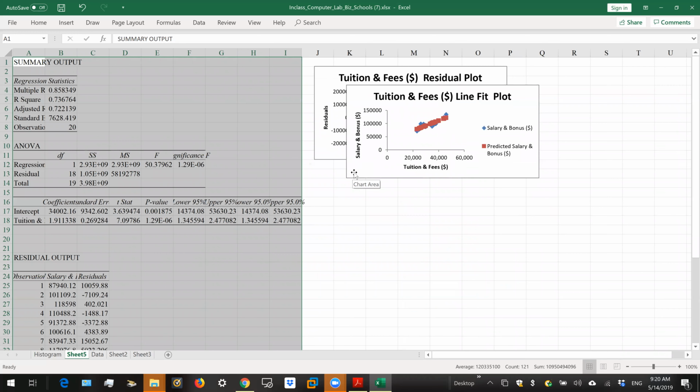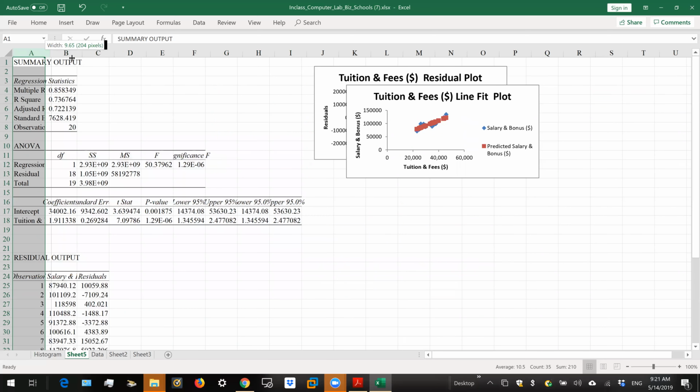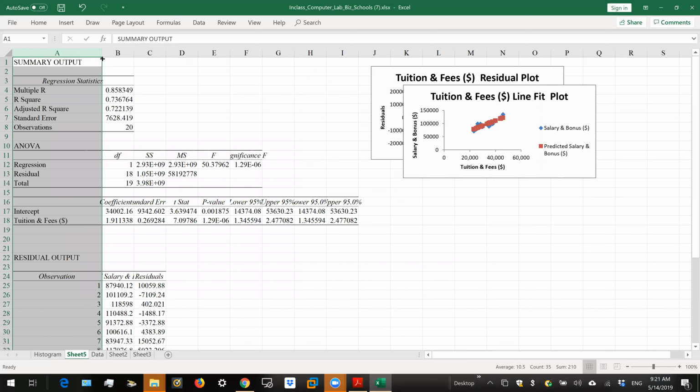Certainly a lot easier than doing it by hand with the calculator. And we need to do a little bit of formatting so that we can understand and interpret all of this, but that's how you do regression analysis on Excel. All right, so first of all, let's expand column A here out a little bit so that we can see what's going on a little bit better. And what we see is some regression statistics up here.